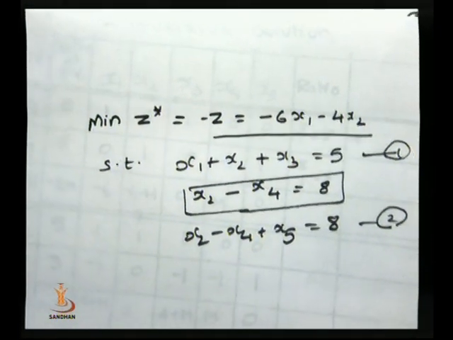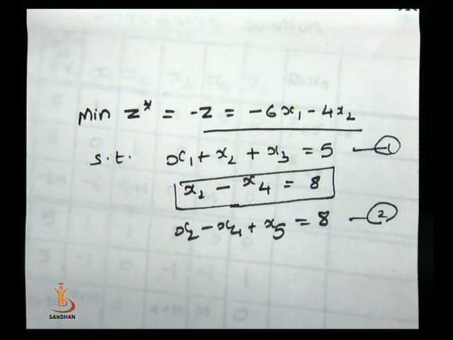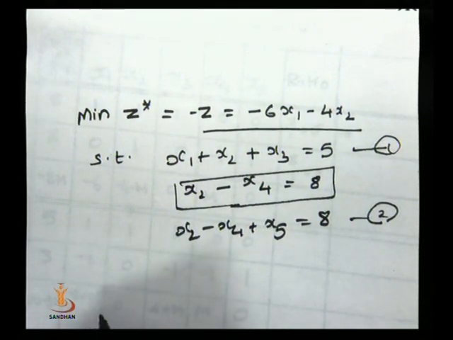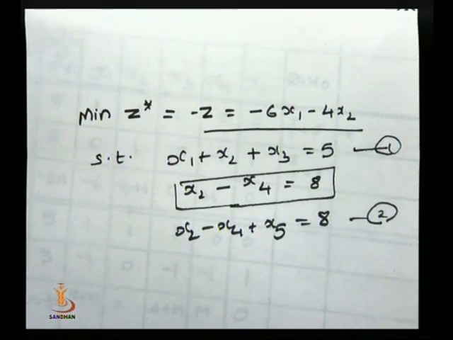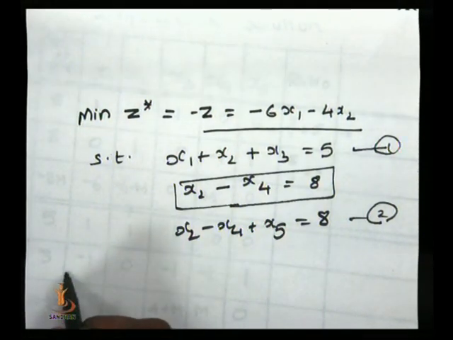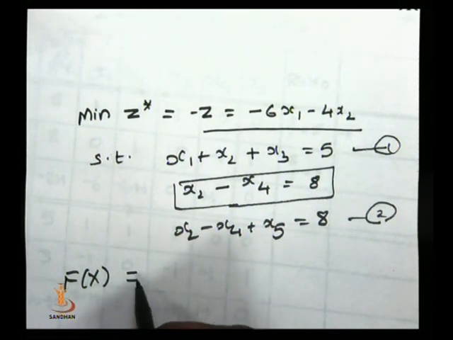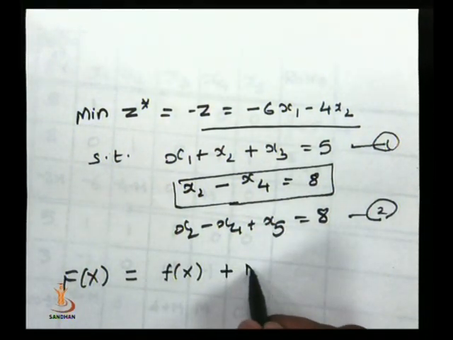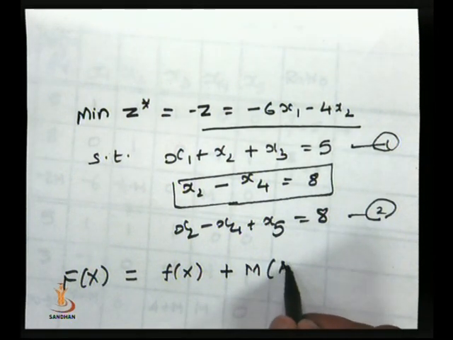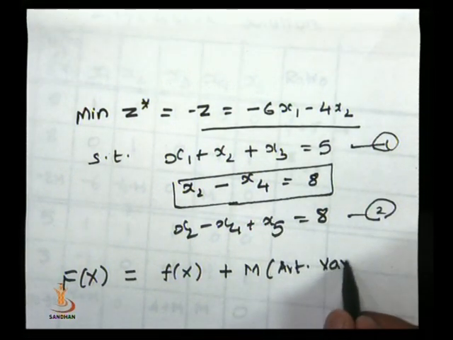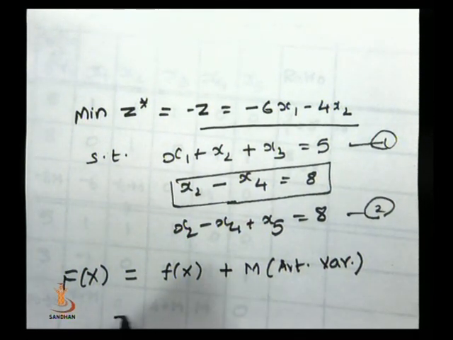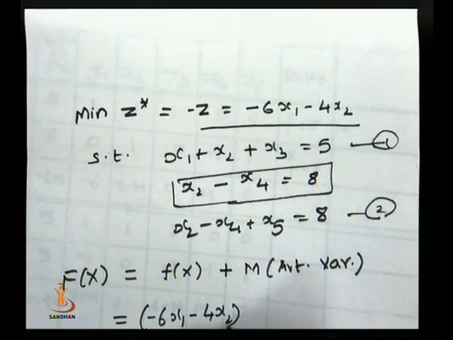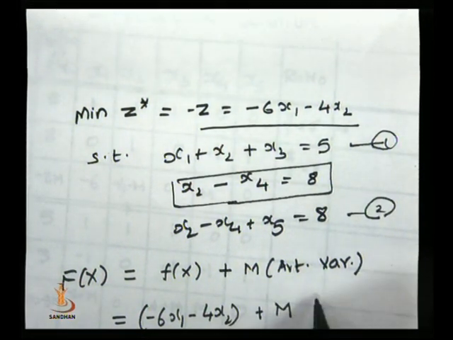Using these two constraints, and as there is an artificial variable, we know either we use two-phase method or Big-M method. Here I am going to use Big-M method. You know, for Big-M method, we define another function f of x, that is given function z, plus M times artificial variable. So what is f of x here? f of x is this minus 6x1 minus 4x2 plus M times artificial variable.